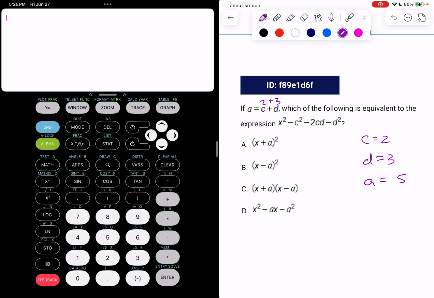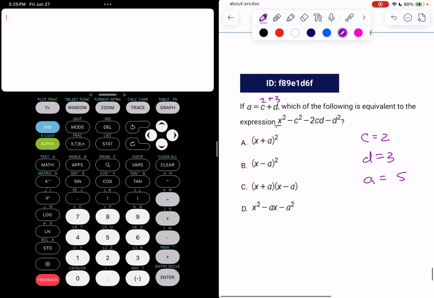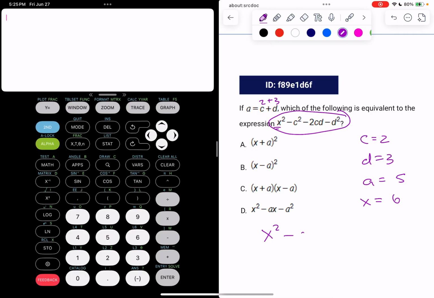Okay, now that we have that. But those aren't our only variables. We also have an X in here, so let's pick X. Let's make X 6. All right, so let's see what this is so we can see what would be equivalent to it. So we have x squared minus c squared minus 2cd minus d squared. So let's swap out all my c's with 2's. Let's swap out all my d's with 3's. Let's swap out all my x's with 6. And let's punch that into our calculator.